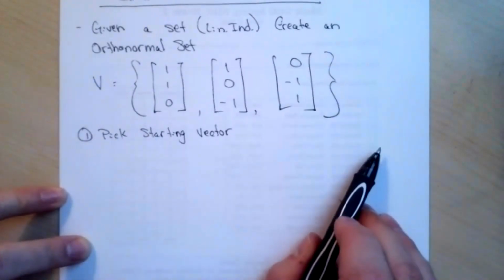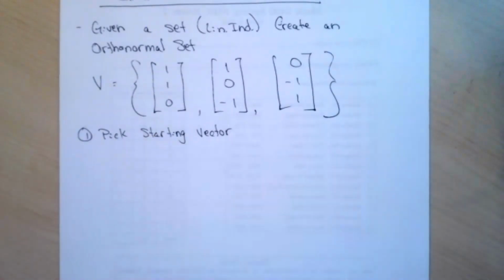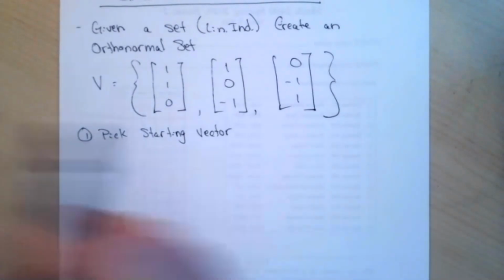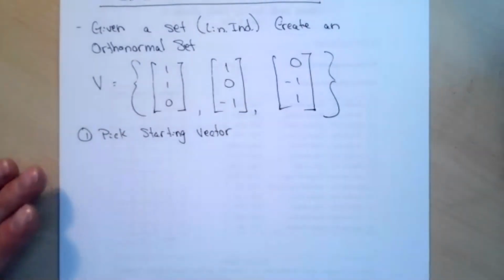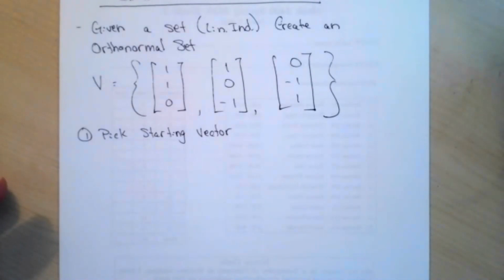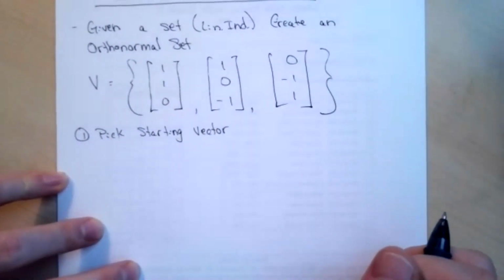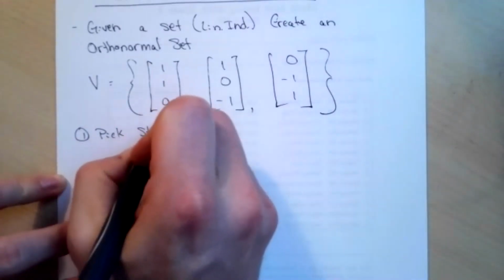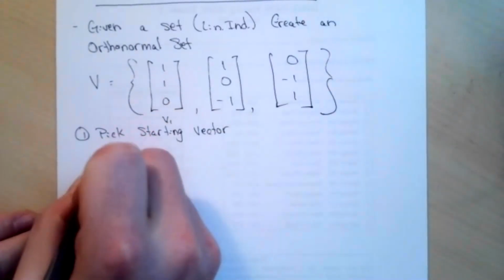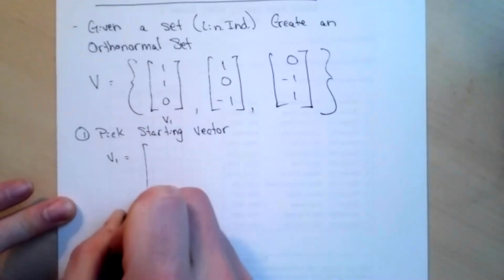So pick a starting vector. Doesn't matter which one you start with. As you see more complicated examples, you usually want to pick the easiest vector to start with. And what do I mean by the easiest vector? Usually the vector with the smallest numbers, the most zeros, is a good one to start. These ones are all essentially the same vector, right? They all have two 1s and a 0 in them. So let's just go ahead and pick this guy as our starting vector, and we'll call that V1.